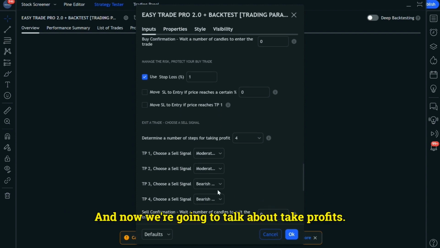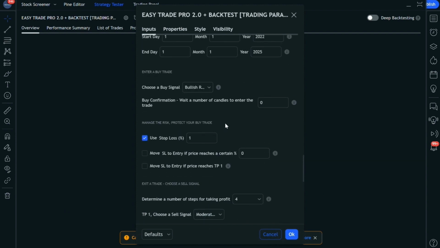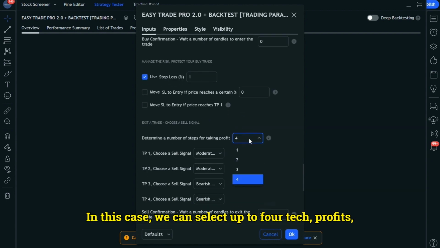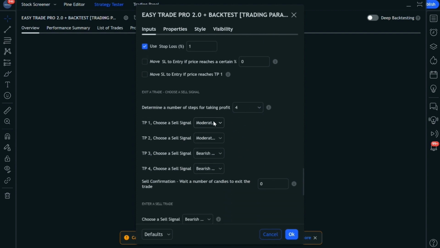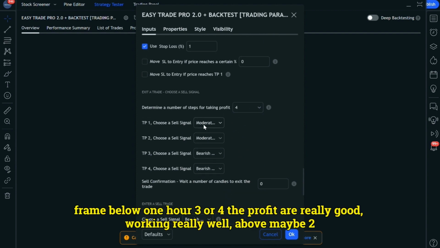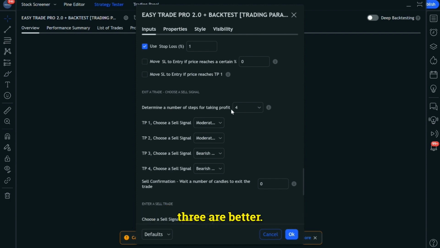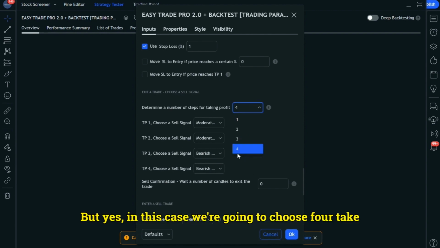And now we're going to talk about take profits. In this case, we can select up to 4 take profits, and my advice is that on lower time frames, below 1 hour, 3 or 4 take profits are really good, working really well. Above that, maybe 2 or 3 is better. But in this case, we're going to choose 4 take profits.